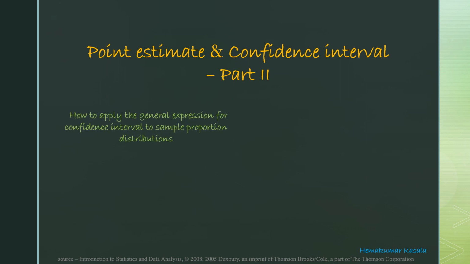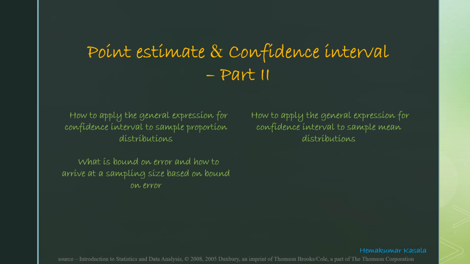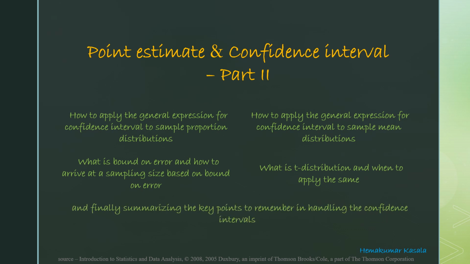We start back from where we left in part 1 and proceed to learn how to apply the general expression for confidence interval to sample proportion distributions, how to apply the general expression for confidence interval to sample mean distributions, what is the bound on error and how to arrive at sample size based on bound on error, what is t-distribution and when to apply the same, and finally, summarizing the key points to remember in handling the confidence intervals.